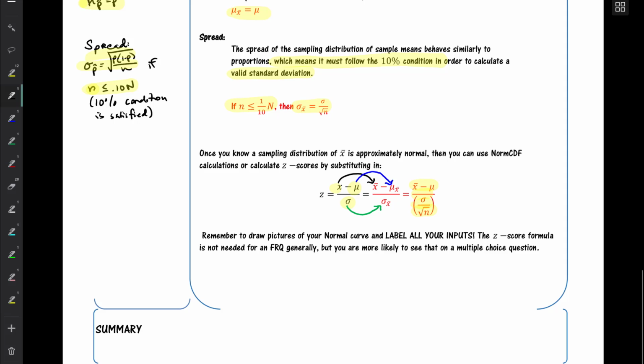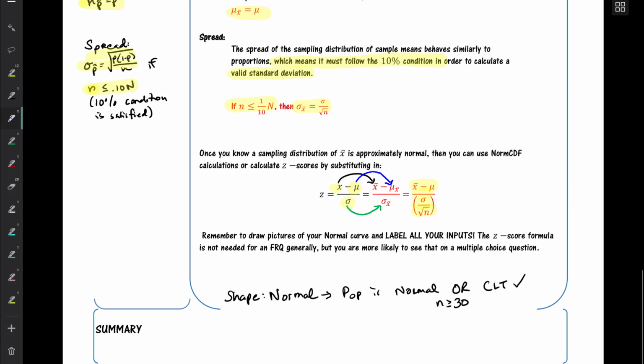Before we head out, let's wrap everything up with a nice summary that answers that essential question: how can we describe the shape, center, and spread of the sampling distribution of sample means? Well, we should know by now that the shape is going to be normal. We have two ways of knowing that. If your population is normal, or that CLT is satisfied. Remember that CLT is saying that your sample is sufficiently large. Your sample is at least 30.